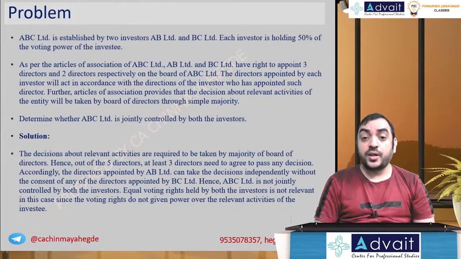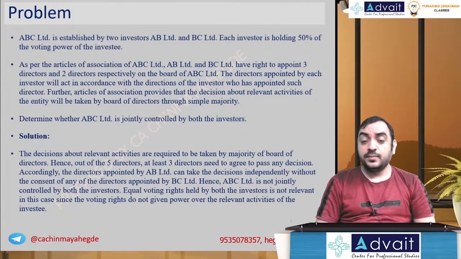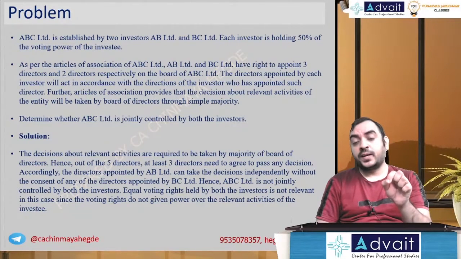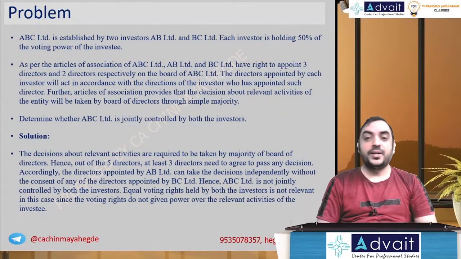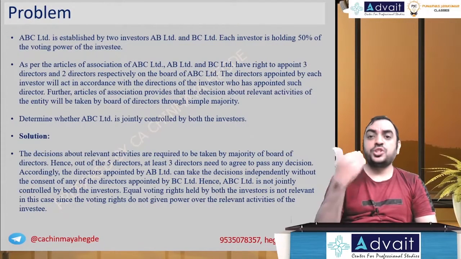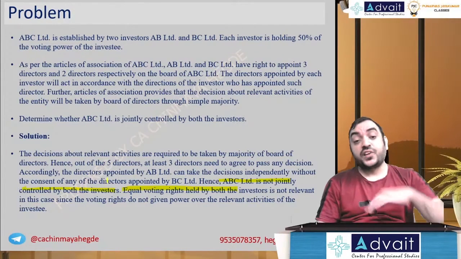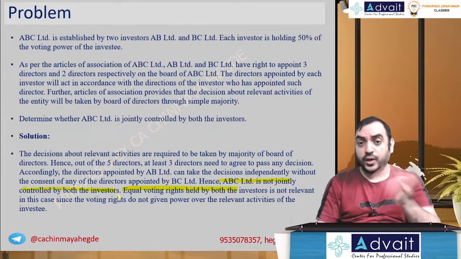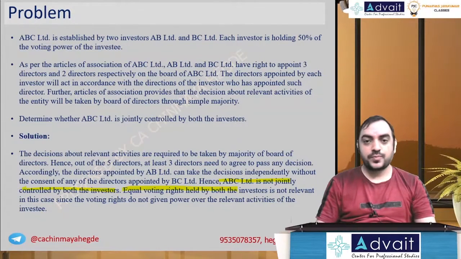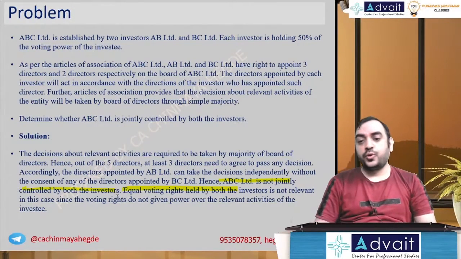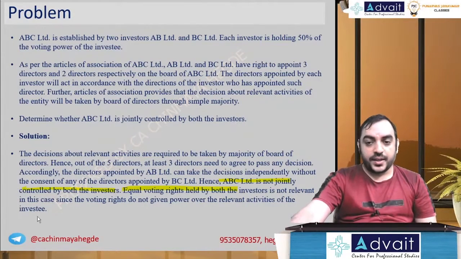So, the composition of the board of directors is more important in this case. Board directors are appointed 3 by AB Limited, 2 by BC Limited. Composition means AB Limited has the control and not BC Limited, because the composition of the board is more important than the voting rights and equity shares. So, equal voting rights do not matter. ABC Limited is not a jointly controlled entity. In fact, it is controlled by AB Limited. So, they are a holding-subsidiary, not a joint venture. Voting power does not matter. Composition of the board is important. Okay, hope you got it.